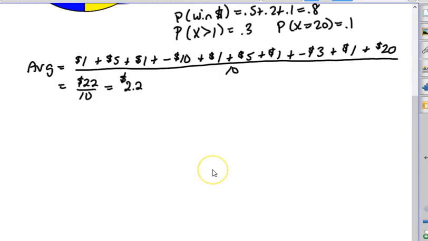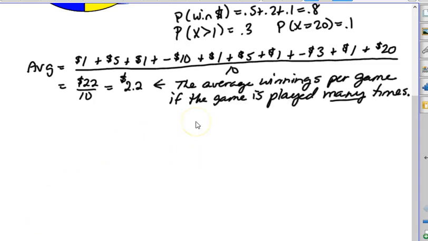What exactly does the $2.2 mean? It means that if you played the game many, many, many times, the average amount you would win per game is $2.2. But you would have to play the game many, many, many times for that to happen. Now this is an important number that we want to calculate for a probability distribution like this, or for the distribution of a random variable. So we have something called the expected value. The expected value of the random variable is also known as the mean.